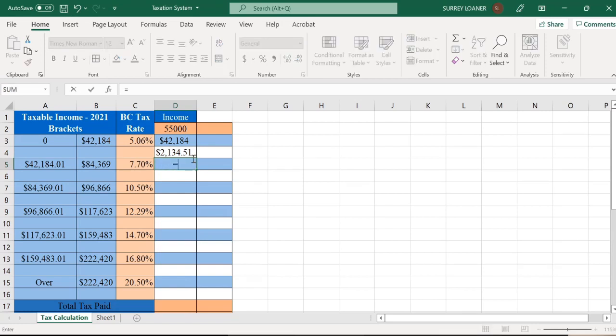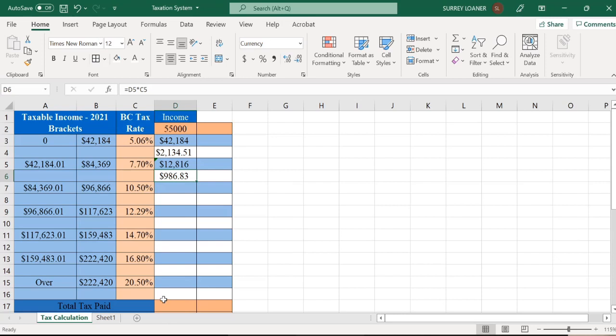What is the remaining amount? 55,000 minus this amount, 12,816. We need to calculate the taxes at the rate of 7.70%. So how to do this? Put an equal sign here, click on this cell, then multiply by 7.70% and enter. So this is the tax that we have to pay.